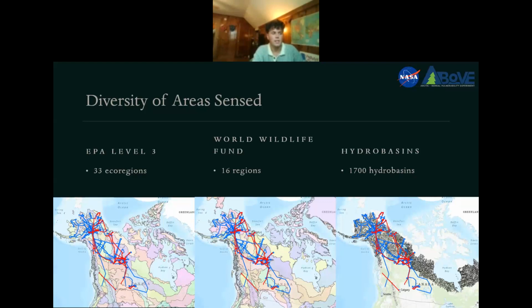And finally, this data on the right represents hydro basins within boreal, tundra, and tundra-taiga ecotone regions. These are separated out by watershed. And within this area, which doesn't even cover the full above domain, doesn't go as far north or far south, ELVIS intersects 1,700 basins. And so hopefully this slide just shows you the diversity of the areas sensed.